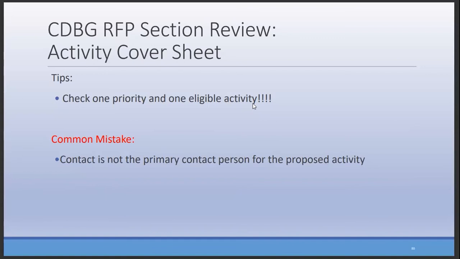A common mistake in this section is that the contact person is not the primary contact person for the proposed activity. The person listed should be the person who is involved in the day-to-day programmatic administration of the proposed program. Do not put your grant writer as a primary contact if that person does not meet those conditions.